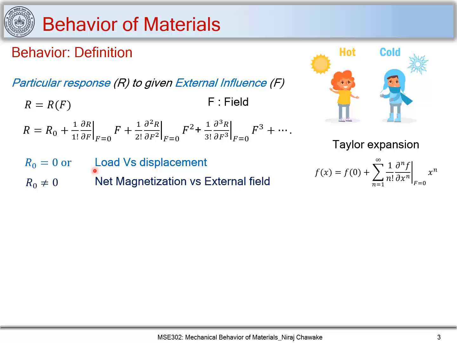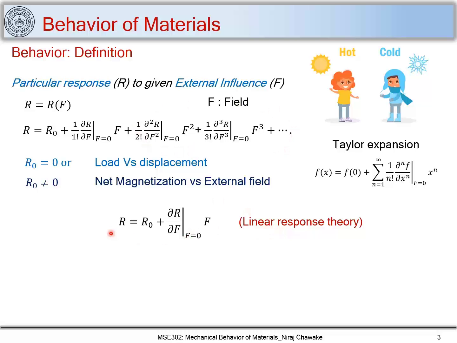But let's say in case of magnetization, we don't have an external field, but still the material can possess some magnetization. So in that case, R naught cannot be equal to 0. Okay. So what I do is I try to reduce this long series or long expansion into a simple form using a linear response theory.